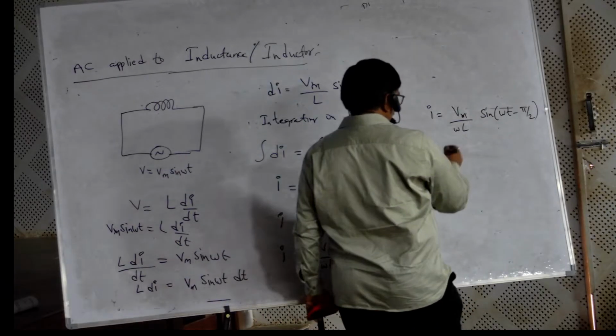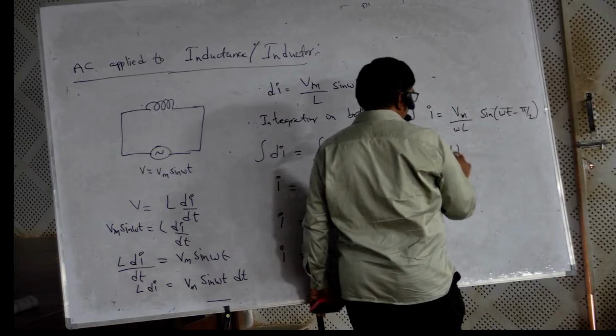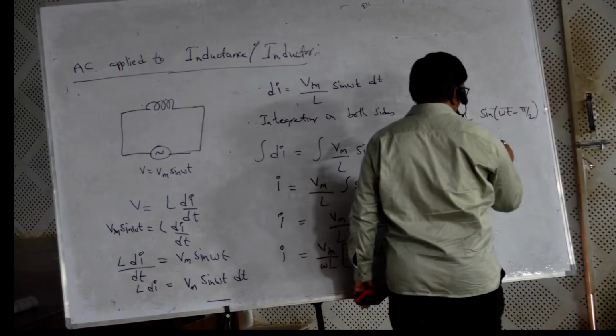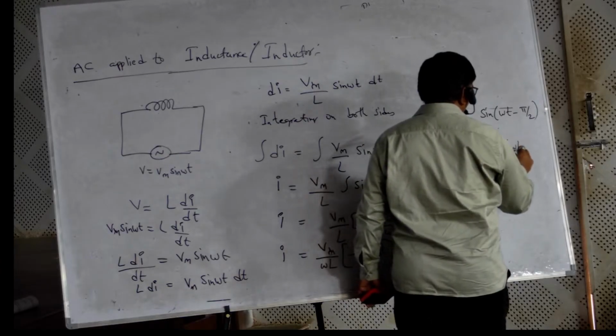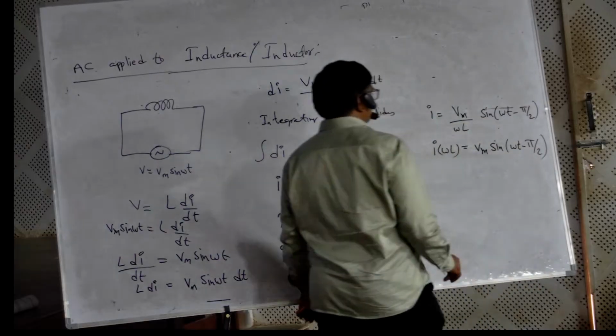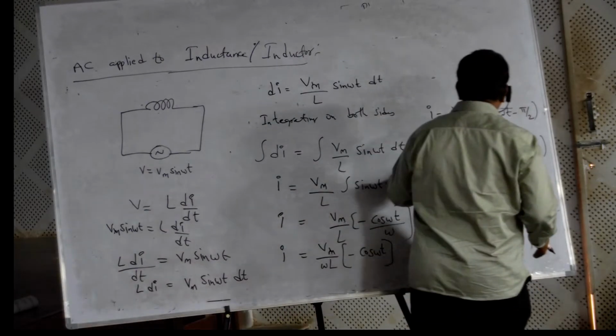So from this you can write I times omega L is equal to Vm sin omega t minus pi by 2. Okay, or you write down the same only. No, don't write this one.